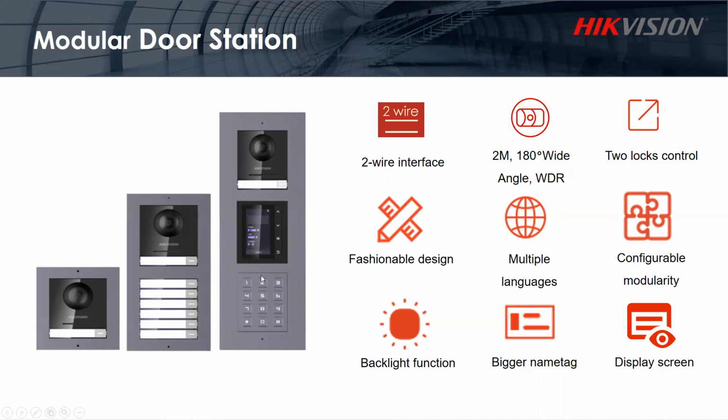If we're going to talk about the two-wire, it comes with a two-wire interface, and the camera of the main door station module is 2 megapixel with a 180 degree wide angle, and absolutely it has WDR technology. On the back of the door station, it has two lock controllers. So you can connect it to a mag lock, or if you have two different doors, you can connect it to the two different doors.